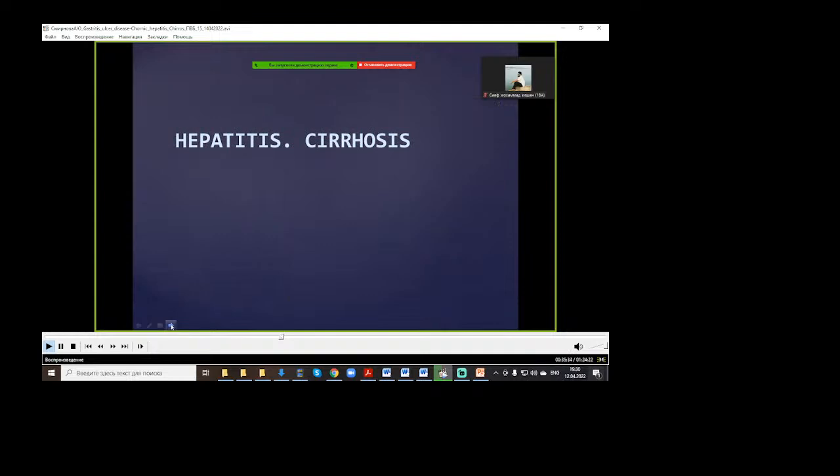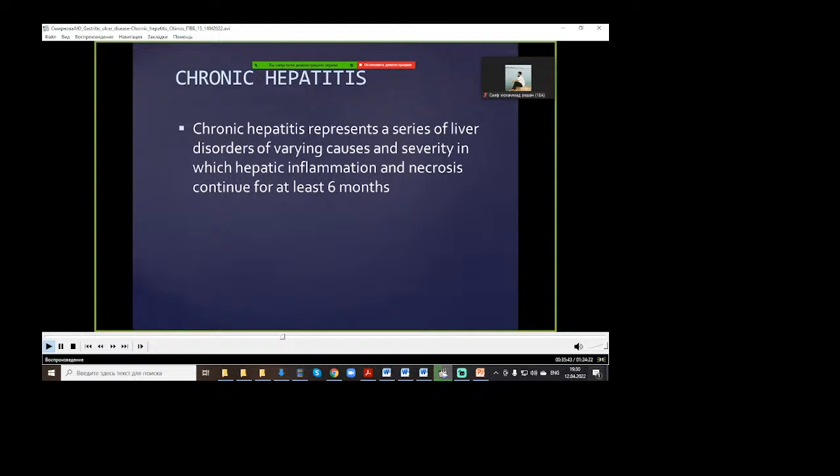So that's all about gastritis and ulcer disease, and now we are going to talk about hepatitis and cirrhosis. We will talk about chronic hepatitis only, because acute hepatitis is an infectious disease whose etiology is viruses. So you will talk about acute hepatitis in the course of infectious diseases. And we will talk about chronic hepatitis.